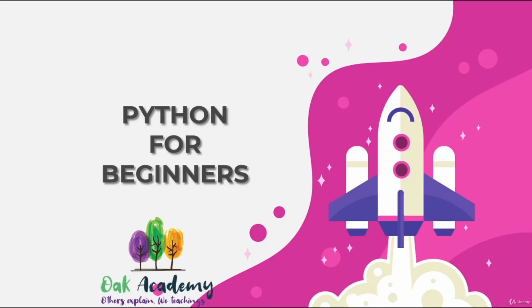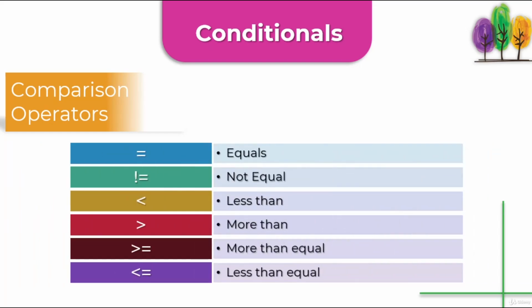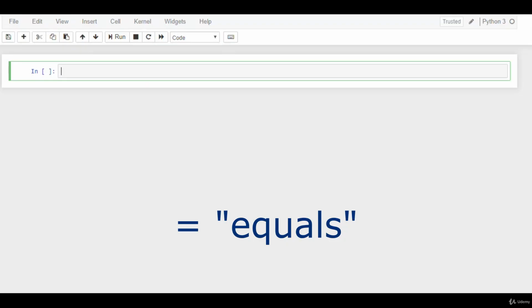Hello, dear friends. So in this lesson, we will learn comparison operators and logical operators in Python and how we're going to use them. So let's start. These operators compare the values on either side of them and then decide the relation among them. They're also called relational operators. So now let's have a look at the comparison operators one by one.